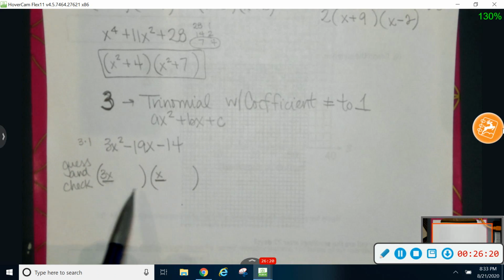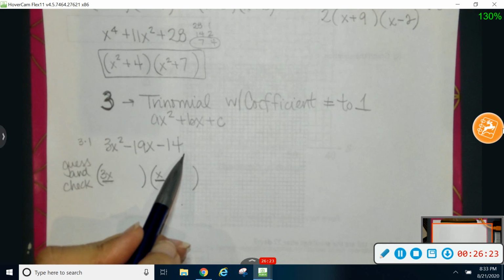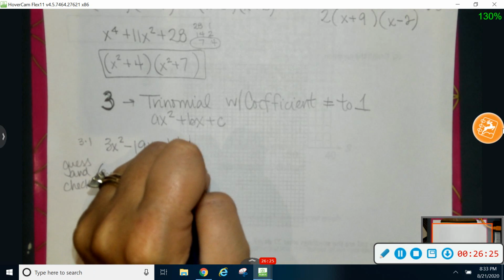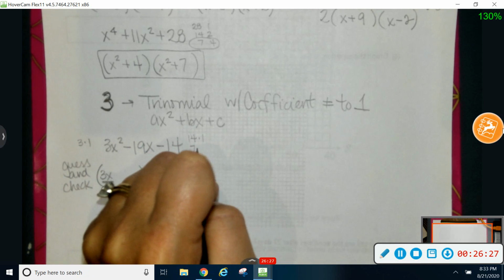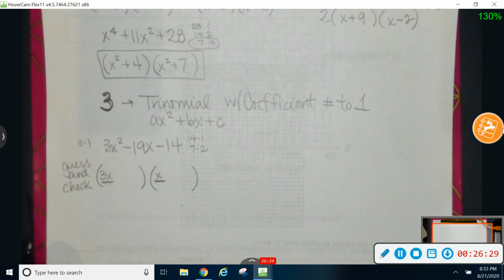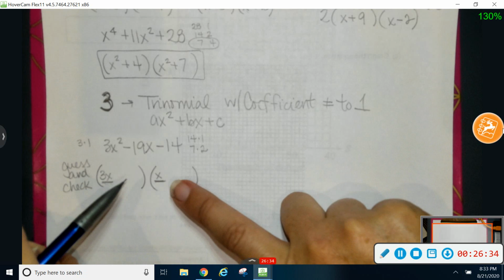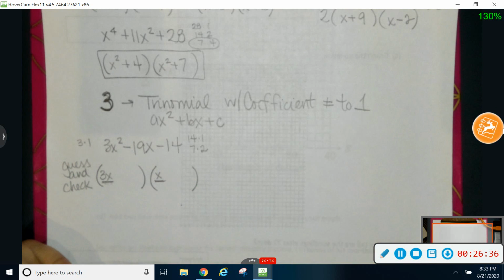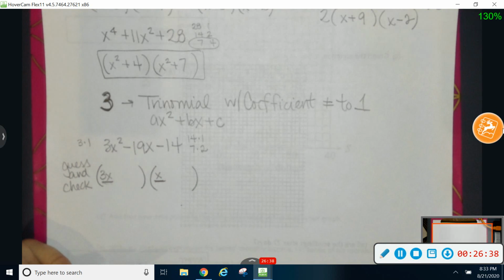But I can also control the back, because I know when I multiply the last, I better get 14. Well, what are my choices? I can do 14 and 1. I can also do 7 and 2. I then need to guess and check that my outside and my inside will FOIL back and get me 19. So what do we want to try?